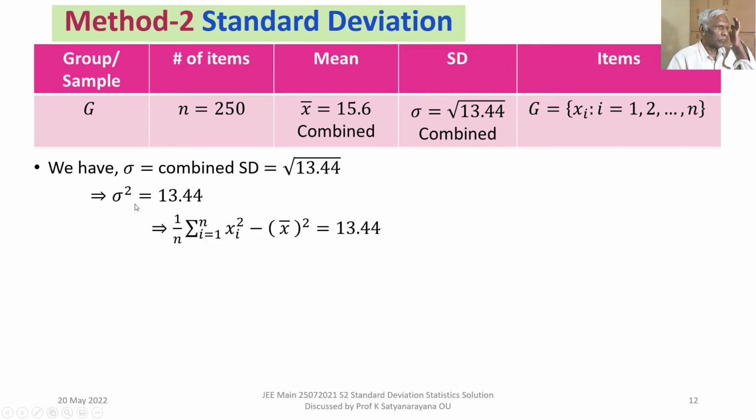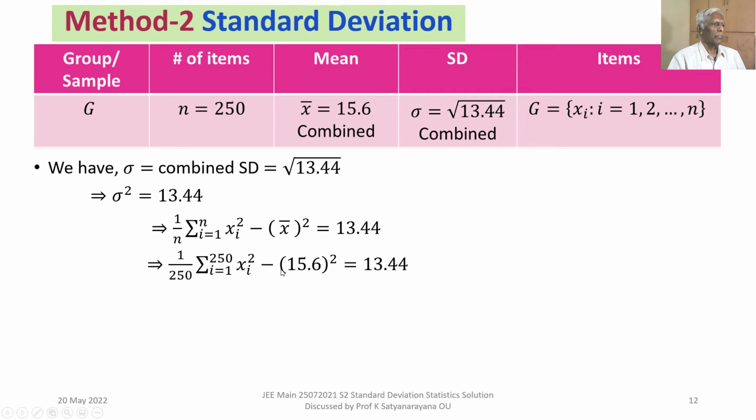And we use the formula, and sigma is under the square root of this, and sigma square is equal to 1 by n into summation I is equal to 1 to n xi square minus x bar square is equal to 13.44, and n is 250, and x bar is known, and this summation I is equal to 1 to n is 250 xi square will get, that is 1 by 250 summation I is equal to 1 to 250 into xi square minus 15.6 whole square is equal to 13.44.